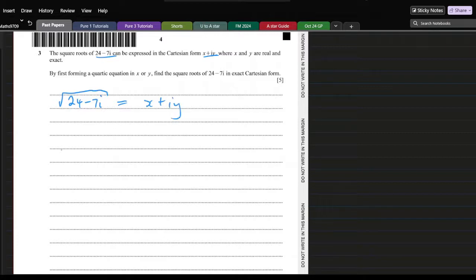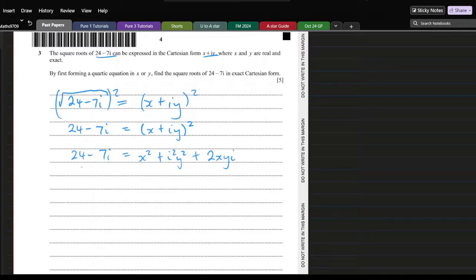Alright, so what we're going to do is square both sides, and that allows us to get rid of that square root sign. So 24 minus 7i is equal to x plus iy squared, since if you square one side you also have to square the other side. So we've squared this side and we're also squaring that side. Let's expand our right hand side. So 24 minus 7i is equal to x squared plus i squared y squared plus 2xyi.